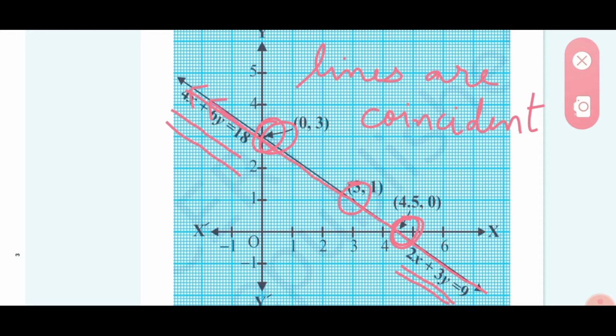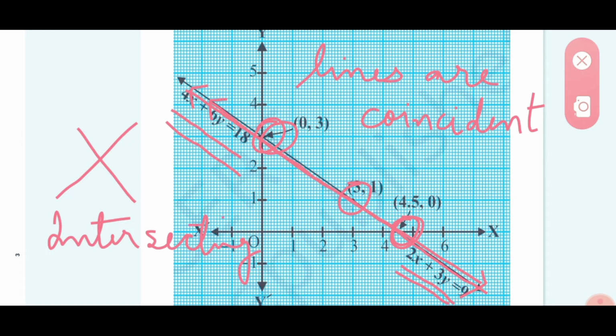They are coincident. In the first example, yesterday, we saw that the lines were intersecting. Now today, in the second example, we saw that the lines are coincident. What is the meaning of coincident? That the lines are lying on one another. Now let us see the third example and understand what type of graph we get in that situation.